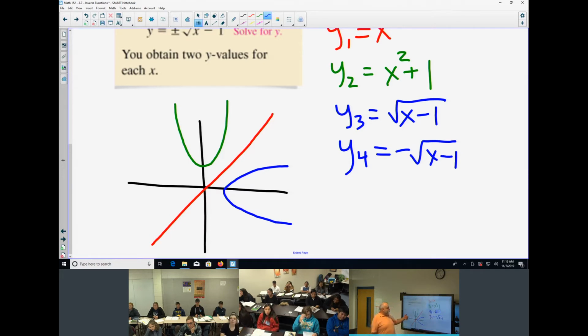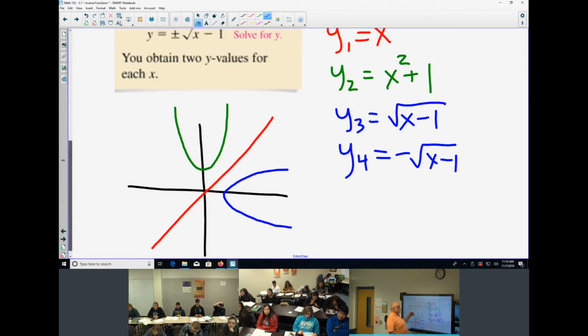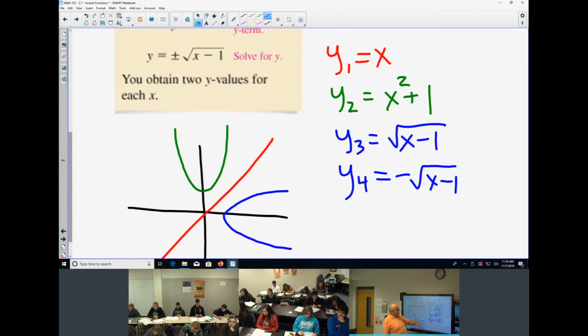So for practice 3b, find the inverse and then put in y1 equals x. It's always going to be y1 equals x. And then the original function in for the y2, and what you get for the inverse, put that in for y3. And just see if it's symmetric.